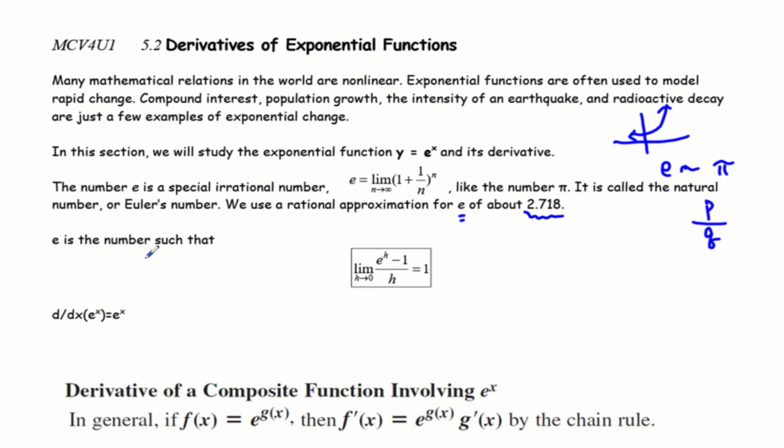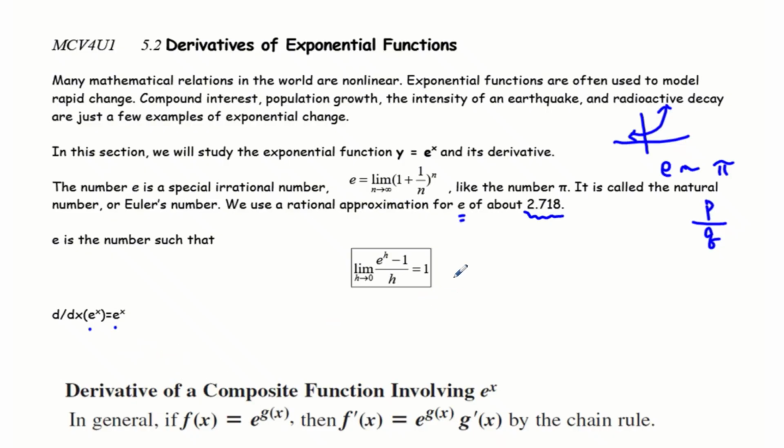And e is a number such that the limit of e to the exponent h minus 1 over h, as h approaches 0, equals 1. So you can just use it as a formula. And using this formula, we are able to derive that the derivative of e to the exponent x equals e to the exponent x itself. So you will see e is a very special number, it's a natural number, and the derivative of e to the exponent x is itself.